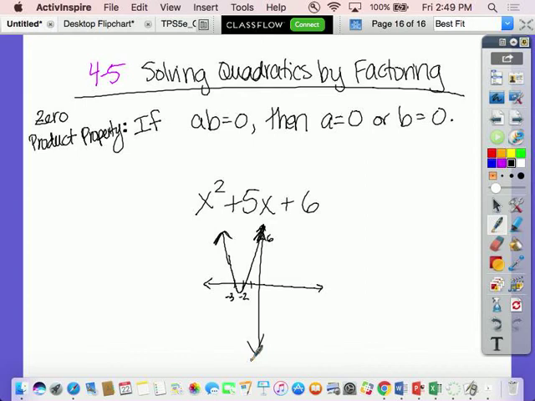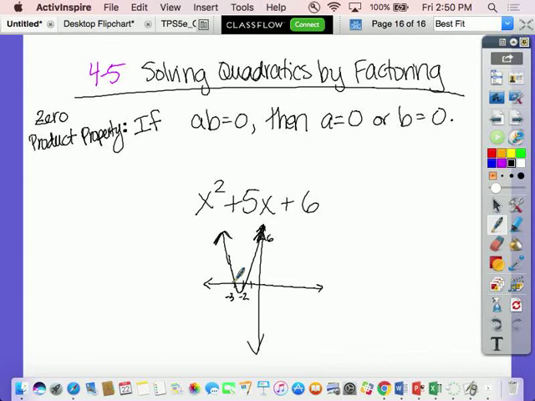Can you see that on the graph? I know not on your graph because your calculator's messed up. But can you see it on my graph? Yeah. How it crosses at -2 and -3 on the x-axis. That means the zeros of this function are at -2 and -3. Zeros is another word for solutions.